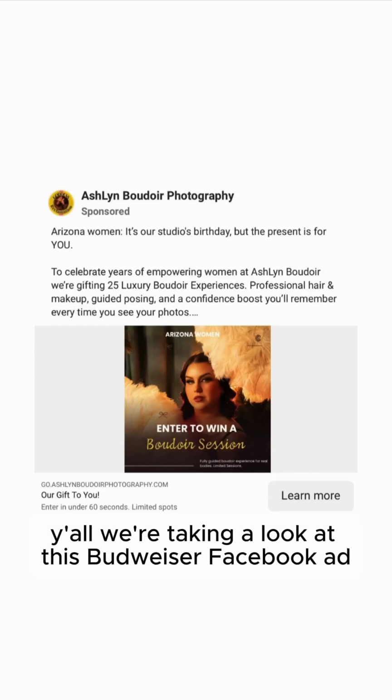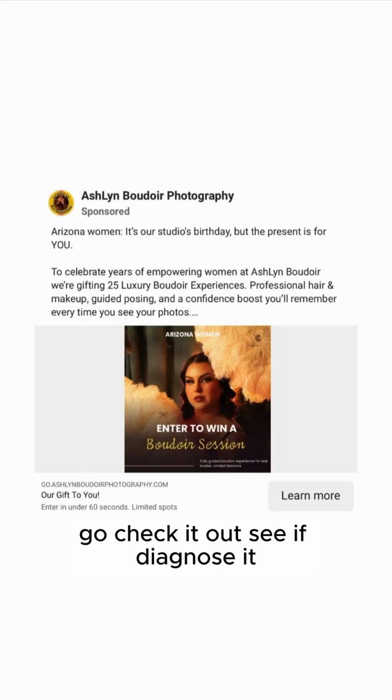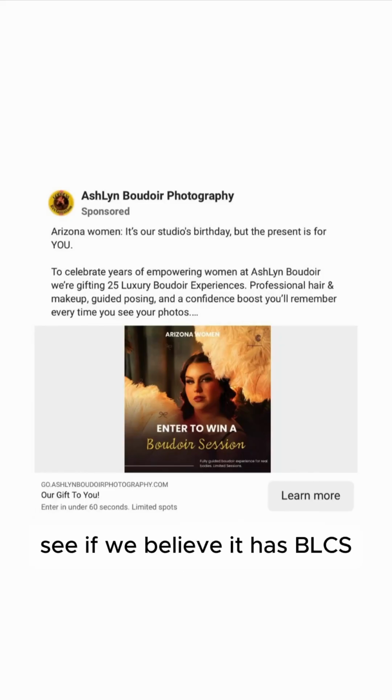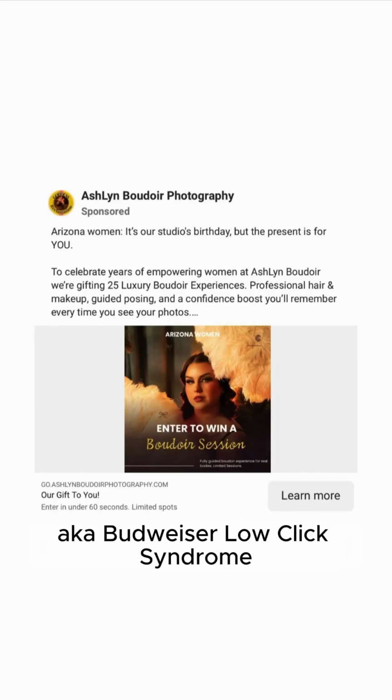All right, y'all, we're taking a look at this Boudoir Facebook ad. Gonna check it out, diagnose it, see if we believe it has BLCS, aka Boudoir low click syndrome.